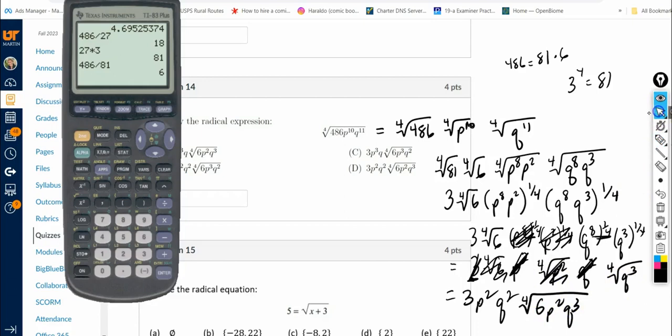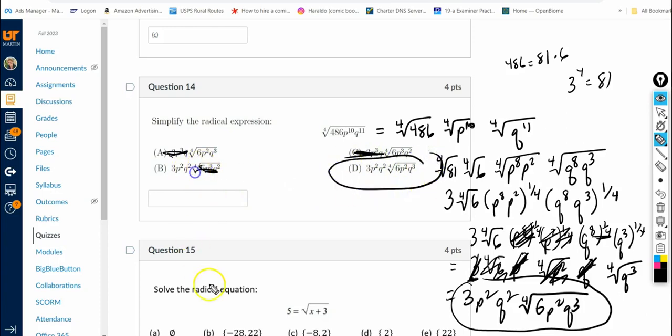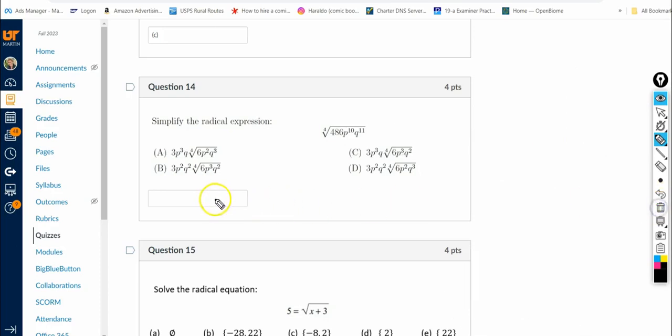Okay. And now that's my answer. And which one does that match? So I need p squared and q squared. 3p squared q squared out the front, so it can't be that one, and it can't be that one. Then I want the fourth root of 6 times p squared q cubed. Okay, so it's not that one. So the only thing it can be is D. Matches D.